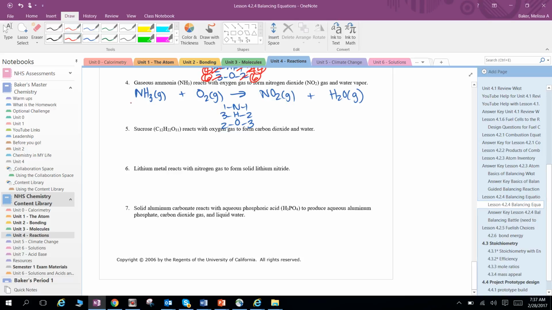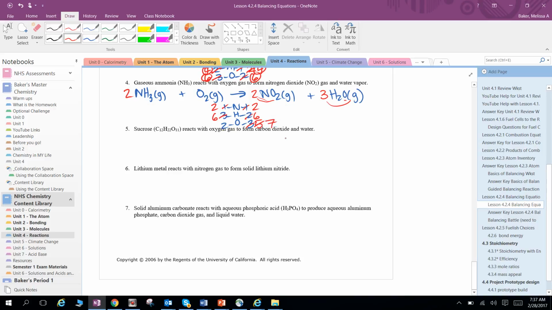Let's start by making the hydrogens an even number. So I'm going to throw a 2 in front, which changes my hydrogens to 6 and my nitrogens to 2. That means I know I'm going to need a 2 in front of my nitrogen on this side. Now I've got 4 oxygens plus 1 more, 5 oxygens. But I'm not done because I have 6 hydrogens on the left, so I need a 3 in front to make that 6 hydrogens, which changes my oxygens again, 4, 5, 6, 7 oxygens.